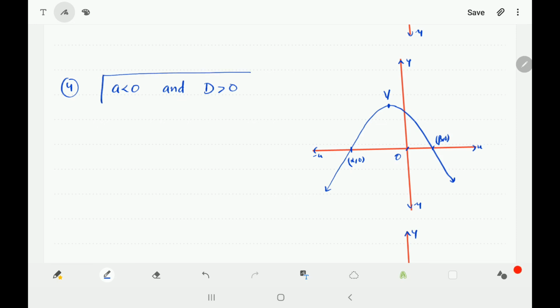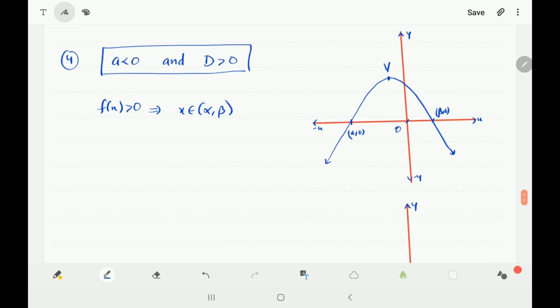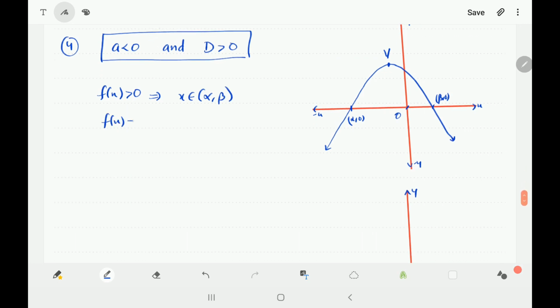So this is the scenario when alpha is less than 0 and d is greater than 0. In this case, if I ask where is f of x greater than 0, then the answer will be open interval alpha to beta. If I ask where f of x is equal to 0, then the answer will be curly bracket alpha comma beta.